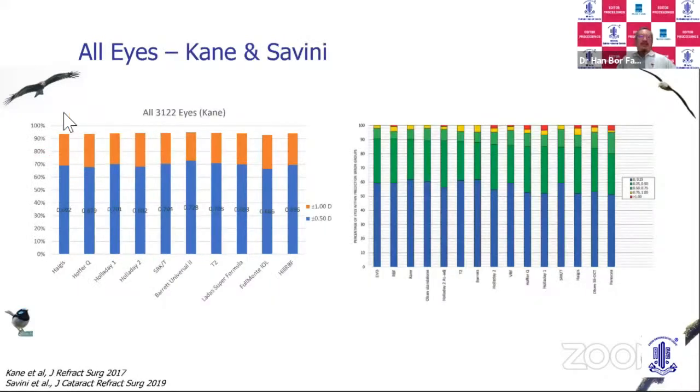Okay. Now, there are other publications, one by Kane in 2017, and another one by Savini in 2019. For Kane, we found that Barrett was very good here, over 80%. RBF is close to 80%, T2 is close to 80%, Holladay 1 is close to 80%. Savini was using a different biometry source, and he has gotten very good outcomes. For him, EVO, RBF, and Kane were the top 3, hitting 90% with these 3 formulas, while Barrett is close to 90%, Barrett and T2.